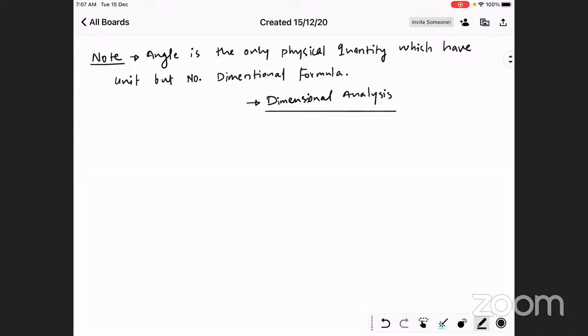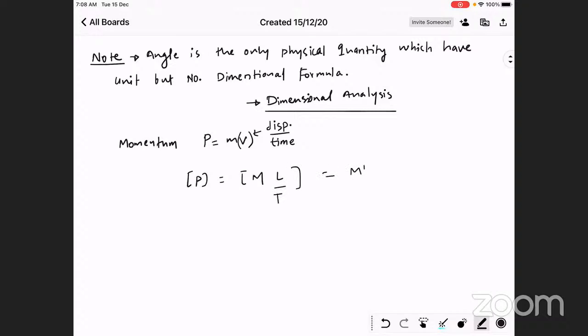Now, how to understand this dimensional analysis? Like, take example of momentum. What is formula of momentum? P is equal to mv. So write the dimensional formula of mv. So capital M will represent mass, and for the velocity, the formula of velocity is displacement upon time. So length will represent displacement and T will represent time. So we can say that M1 L1 T minus 1 is dimensional formula of momentum. Could you understand that? Everyone understood? Yes, sir.